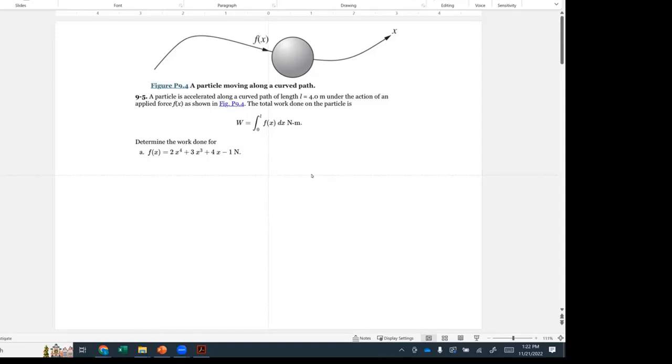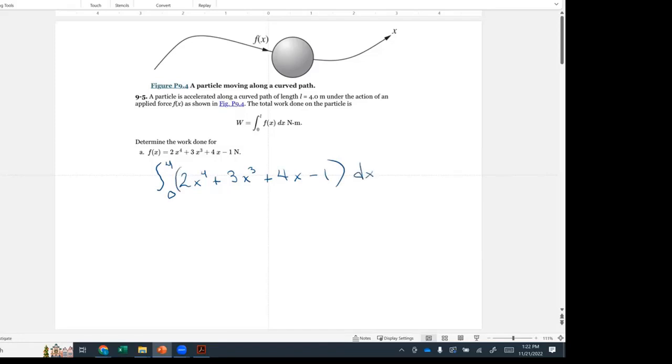So we're going to do this for a few different functions, and basically all we're really going to be doing is integrating. For A, we're going to integrate from 0 to 4 of 2x to the 4th plus 3x to the 3rd plus 4x minus 1. And when we do that, we make sure we put this dx.